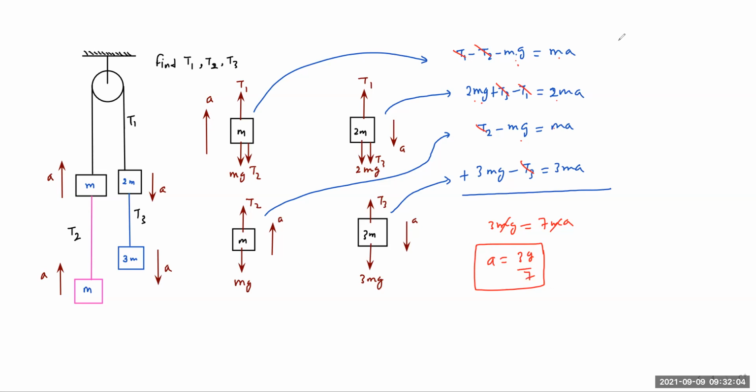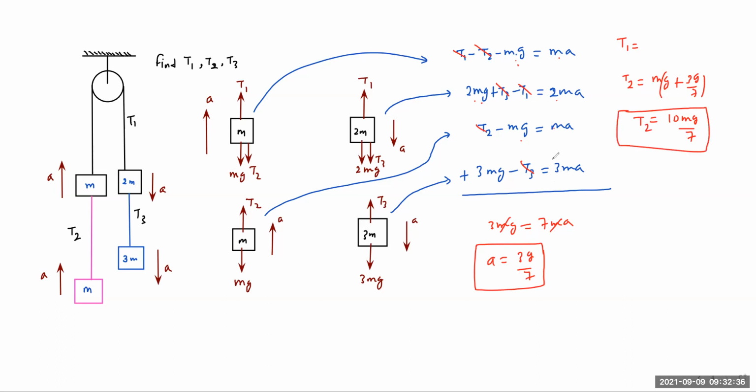So what is T1 now? We have to use some of the equations to get it. Okay, we can start with a small equation like T2, since T1 is difficult to get first. So we can get T2 first, which is mg plus ma. So g plus a is 3g by 7. It turns out to be 10mg by 7. Nice. We got down to T2.